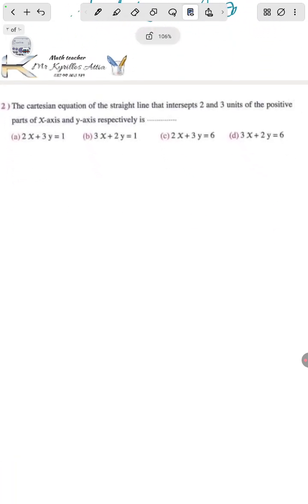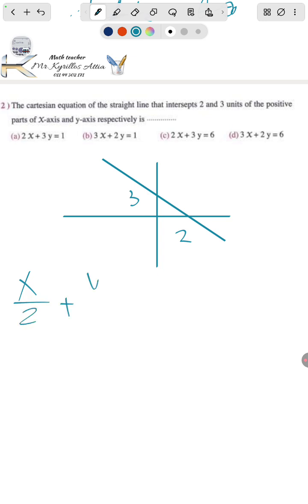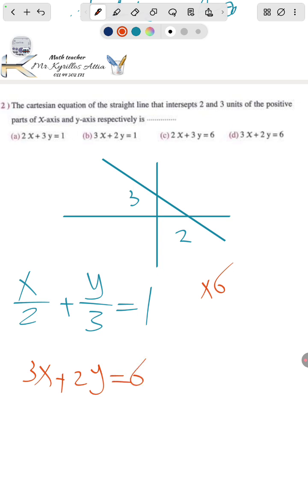The Cartesian equation of the straight line that intersects 2 and 3 units of the positive parts of the x-axis and y-axis respectively. Firstly, this line intercepts the x-axis at 2 and the y-axis at 3, so x over 2 plus y over 3 equals 1. By multiplying by 6 for both sides, it will be 3x plus 2y equals 6. 3x plus 2y equals 6, letter D.